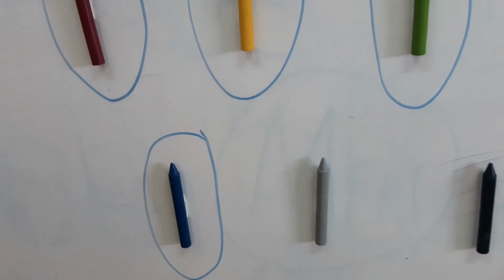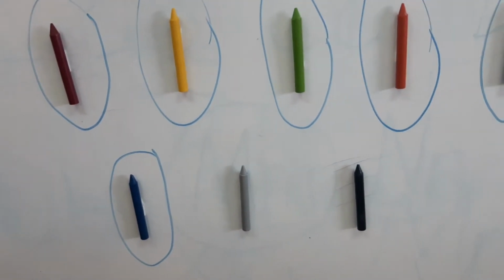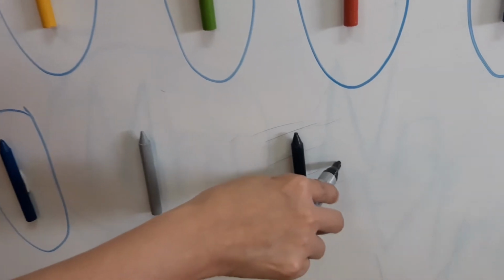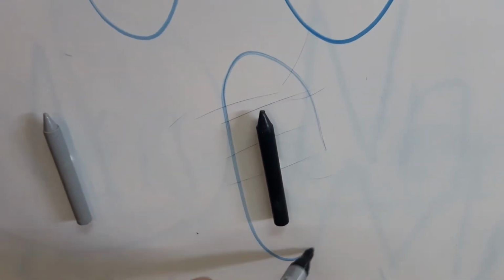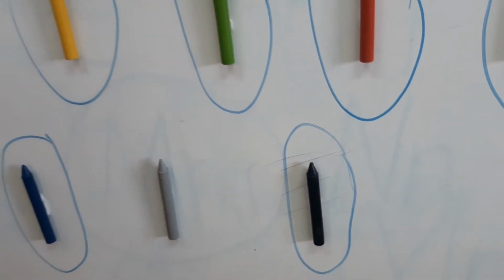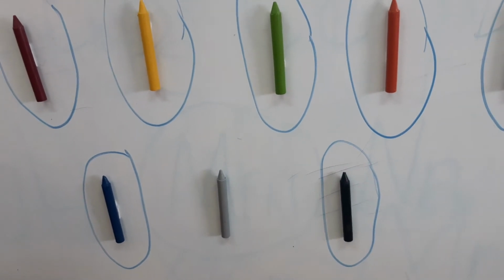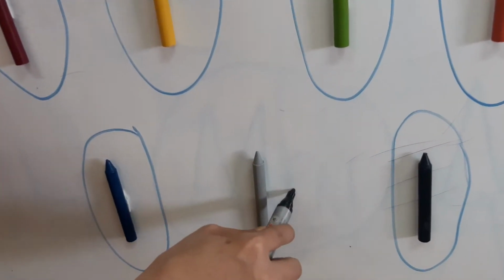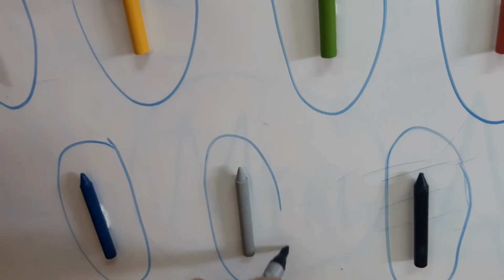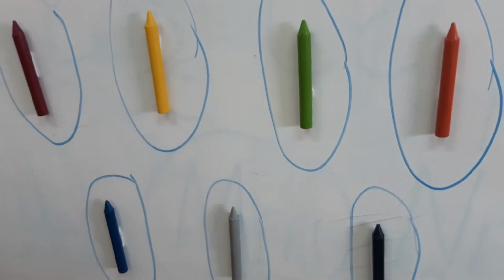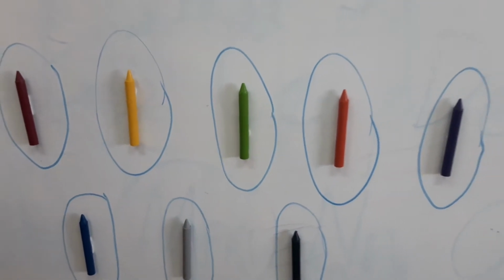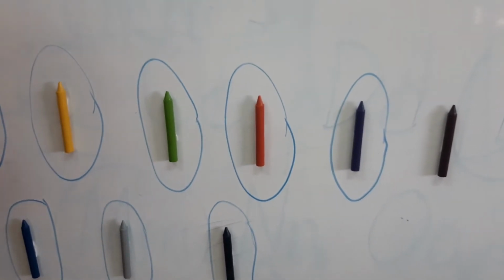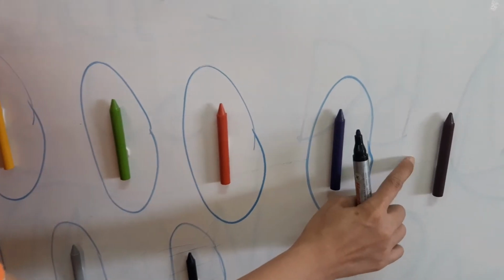What about color black? Where is it? Here. Good job, children. What about color gray? Where is it? Here. Okay. And the last one is color brown. Where is the color brown? Here.